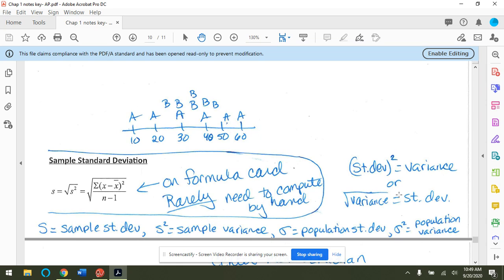Sometimes problems will report the variance, so you know you need to square root it to get your standard deviation. Sometimes problems will report your standard deviation, so you know you need to square it to get your variance.